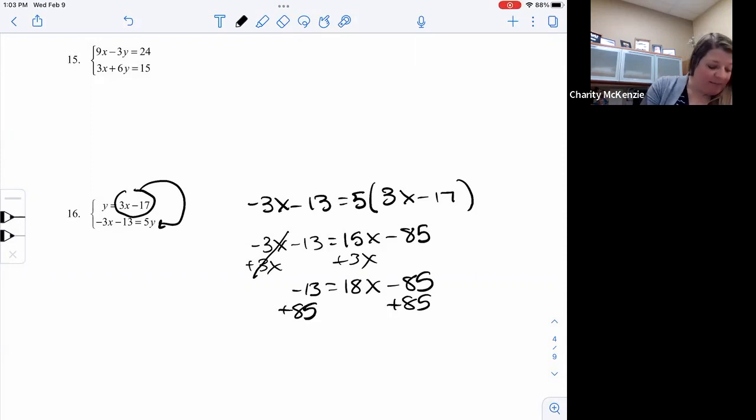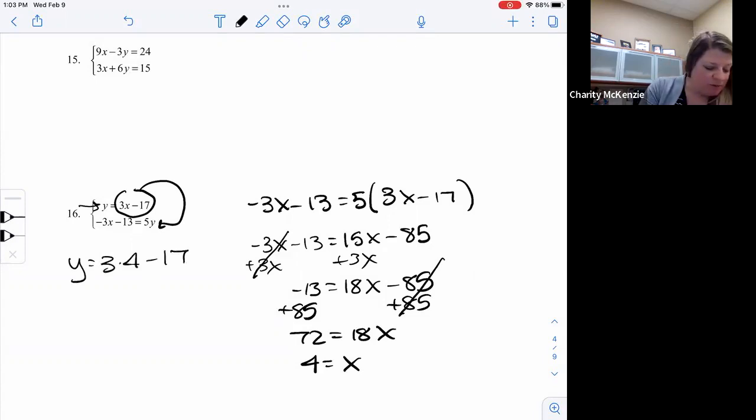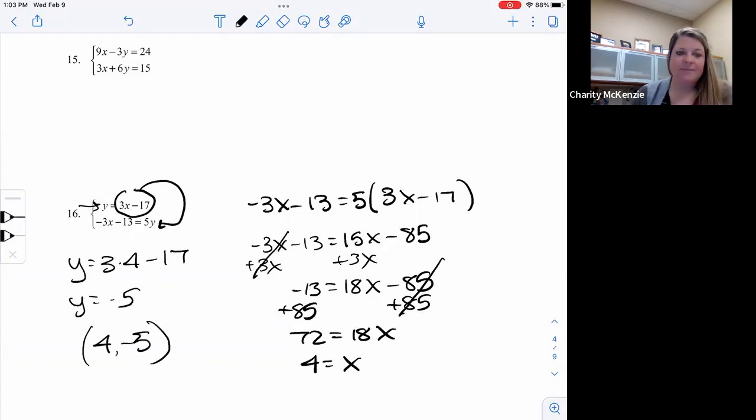Now add my 85. And 85 minus 13 is 72. Positive 72 equals 18x because that goes to 0. Divide that by 18 and I get 4. Okay, plug that back into, let's use the top one. So y equals 3 times 4 that we got minus 17. So 12 minus 17 is a negative 5. Okay, so the point is 4, negative 5.